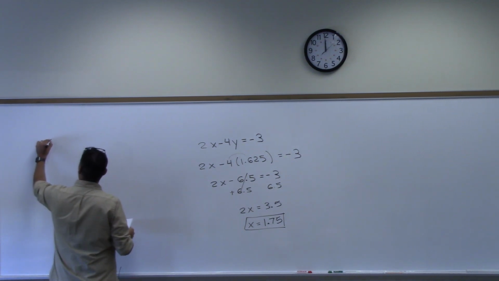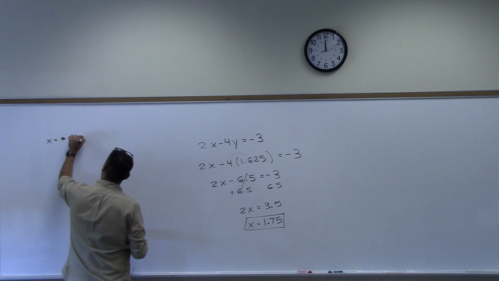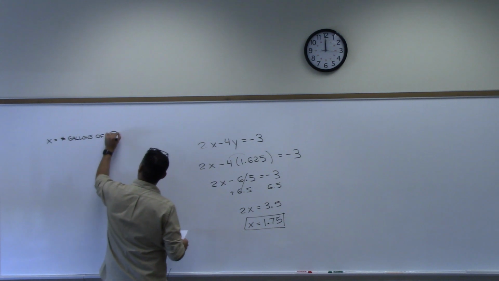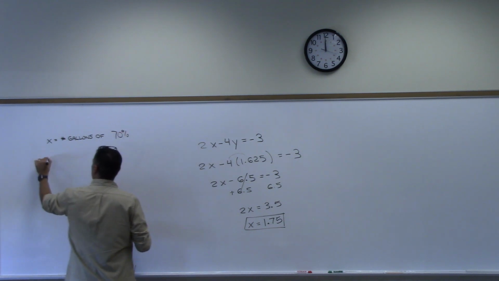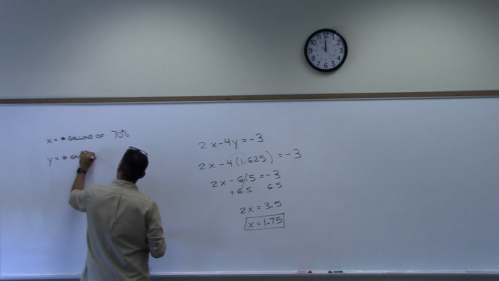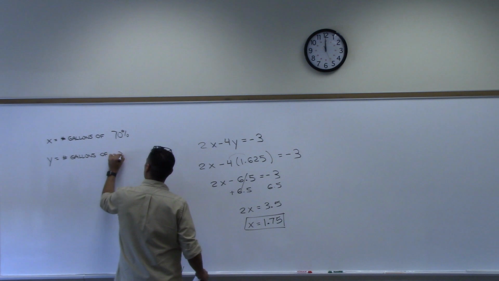We let x be equal to the number of gallons of the 70% that we're going to throw in there. Let y be equal to the number of gallons of the 8%.